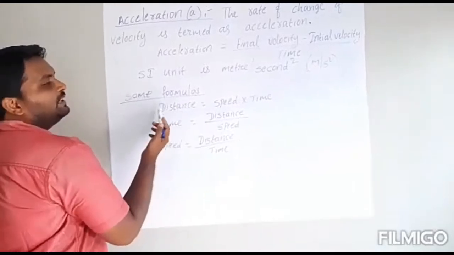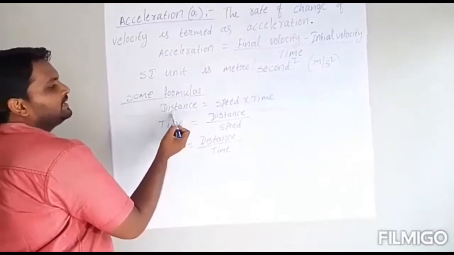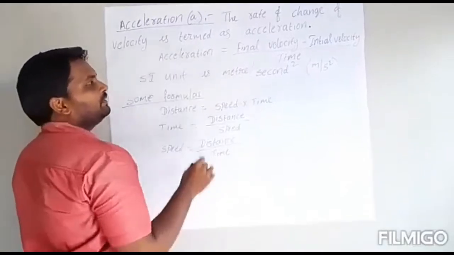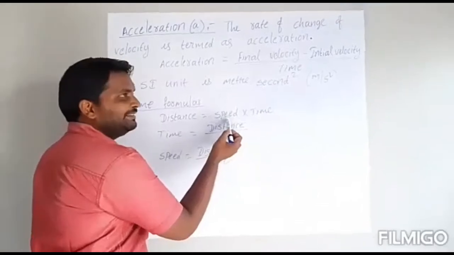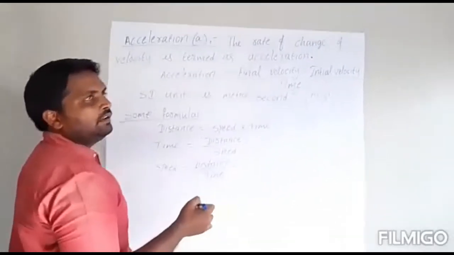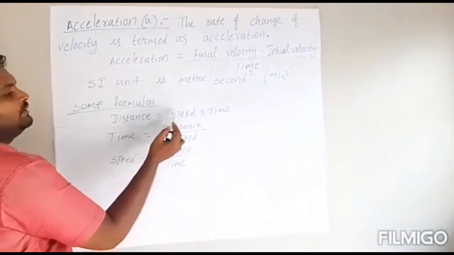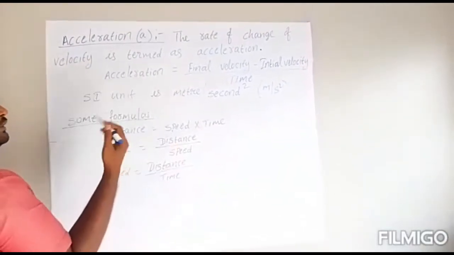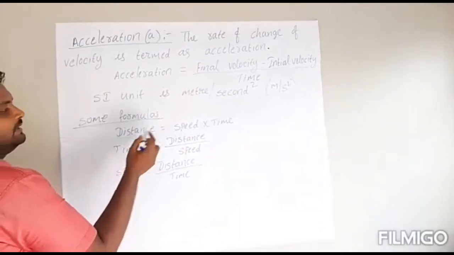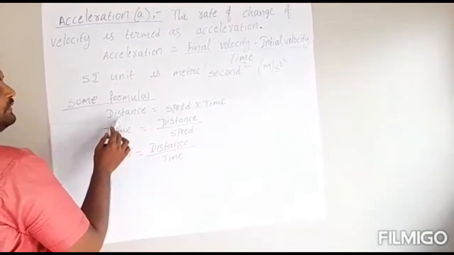Some important formulas I want to say here. For these three: distance, speed, time. For example, in the questions they will give the speed value and time value. Find the distance. If they ask you, distance is equal to speed into time. So when you want to calculate the distance, and they give the speed value and time value, in that case you can use this formula.